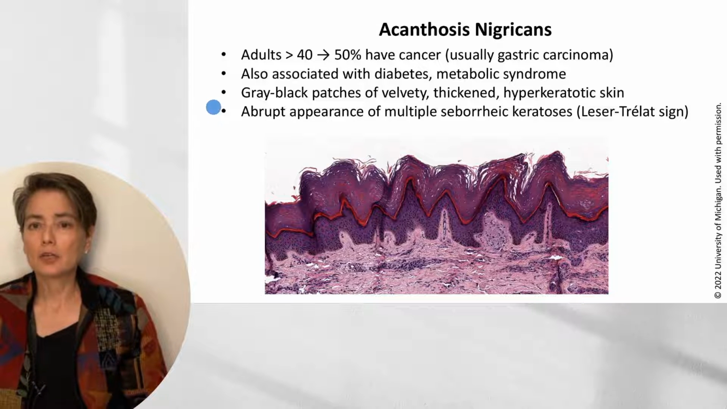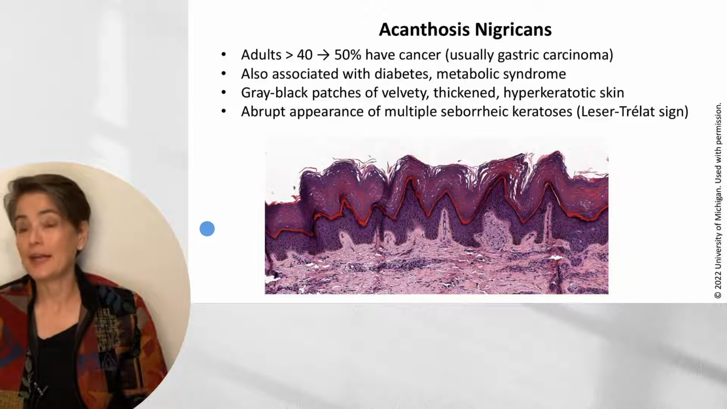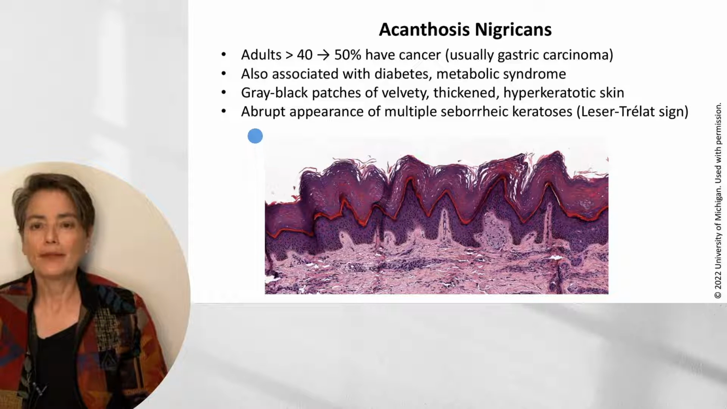So let's take a look first at our histology here. I typically put the histology after the clinical images, but I had the appropriate size space to slot this in. Look at this hyperkeratosis. Look how thickened that stratum corneum is. This is due to the secretion of growth factors.